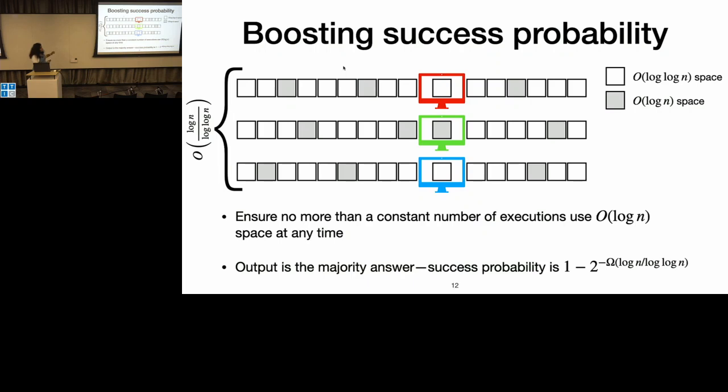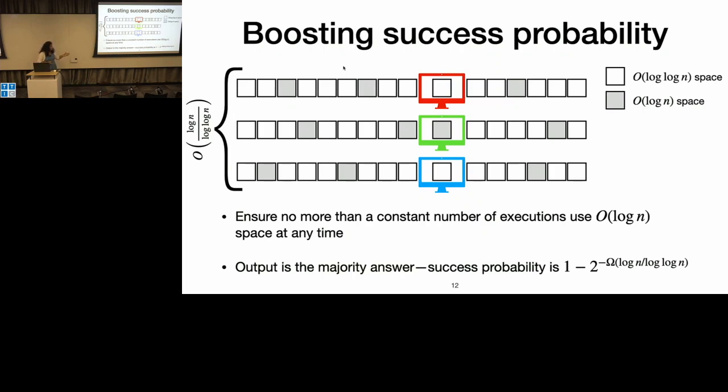So we can run log n over log n parallel executions. As long as they're just using log n space, the overall space usage will be log n. At any point, only a few other algorithms are using log n space, so overall space usage is going to be log n space, and the output is just going to be finally the majority answer. Whichever element is picked the most is going to be a heavy hitter.